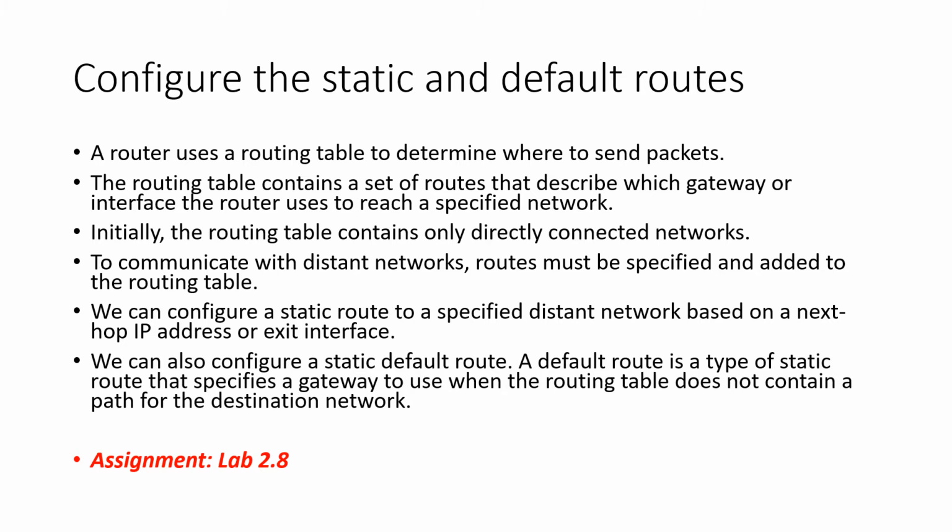We can configure a static route to a specified destination network based on a next hop IP address or exit interface. We can also configure a static default route. A default route is a type of static route that specifies a gateway to use when the routing table does not contain a path for the destination network.